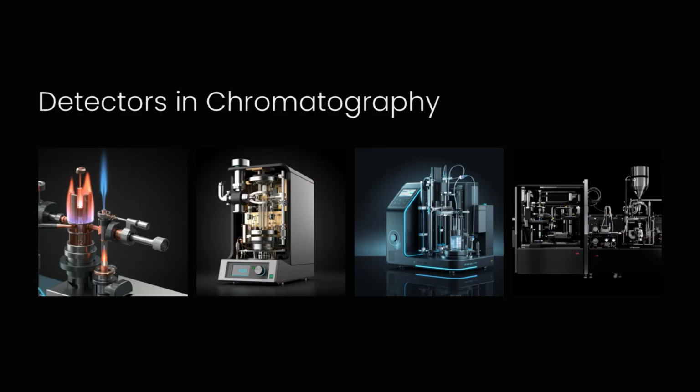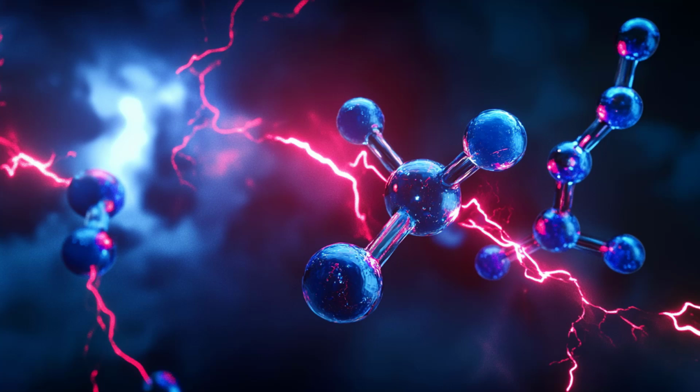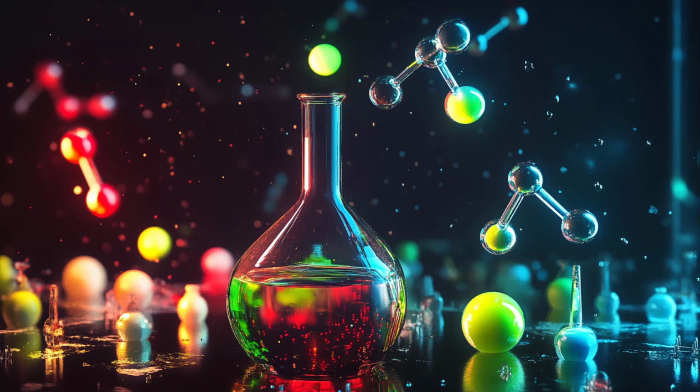Detectors are the key to identifying and quantifying separated analytes in chromatography. Flame ionization detectors, FID, are common in GC and detect hydrocarbons by ionizing them in a flame. Thermal conductivity detectors, TCD, measure changes in thermal conductivity for gas phase analytes. Ultraviolet-visible detectors, UV-Vis, are common in LC and measure the absorption of light by analytes, enabling quantitative analysis.